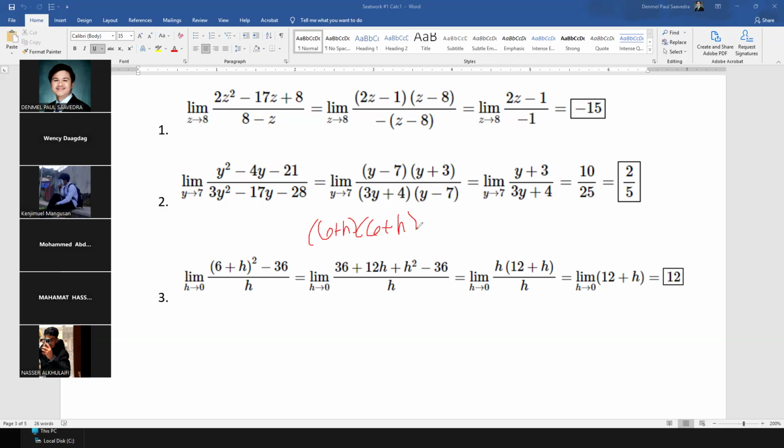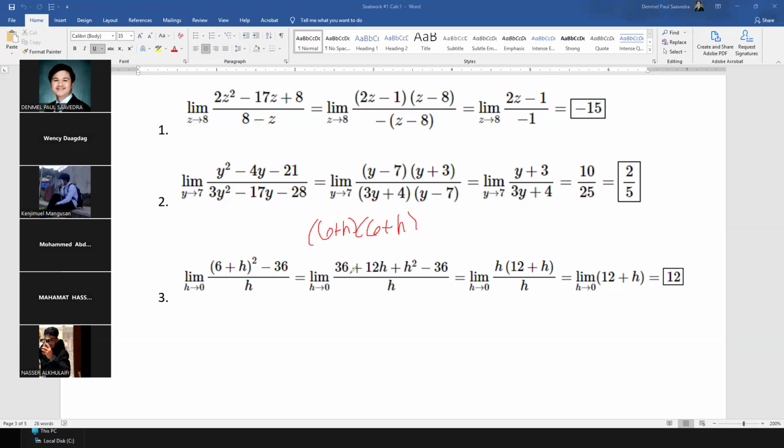6 plus h. Okay, 6 times 6 is 36. 6 times h is 6h. h times 6 is another 6h. So just add those two, that will give us 12h. h times h is h squared. And then minus 36 over h.